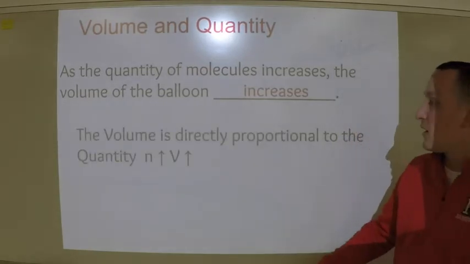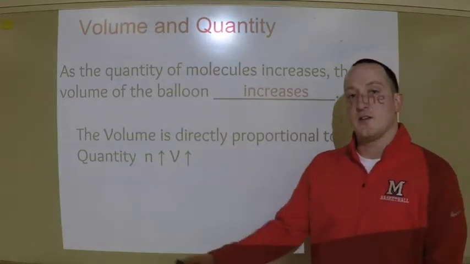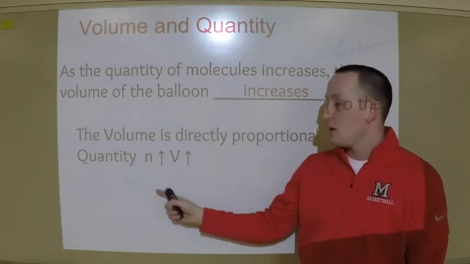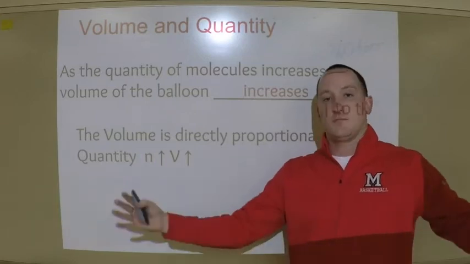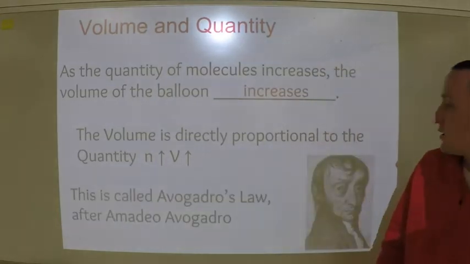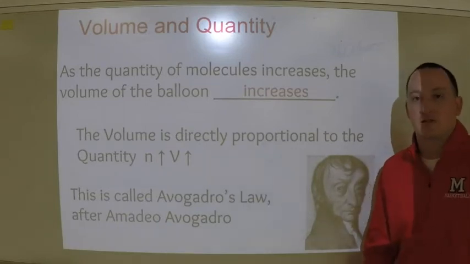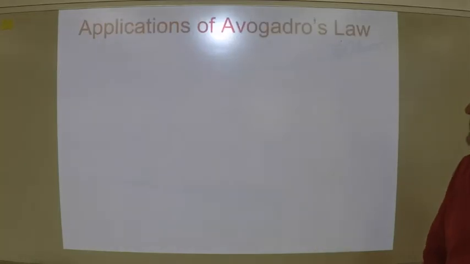So here's what that means. That means that volume is directly proportional to quantity. If my quantity goes up, in other words, if my number of moles goes up, then my volume is going to go up. Again, it makes sense. Add more particles, volume gets bigger. And this is called Avogadro's law. You've heard about him before. Avogadro's number, 6.02 times 10 to the 23rd. He also is the one who discovered this law.